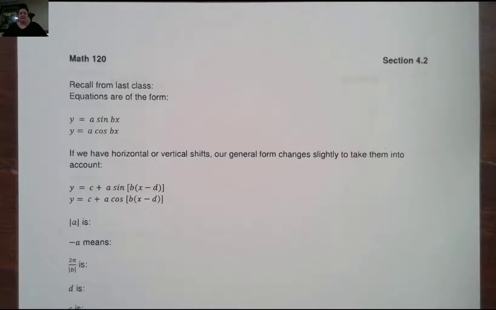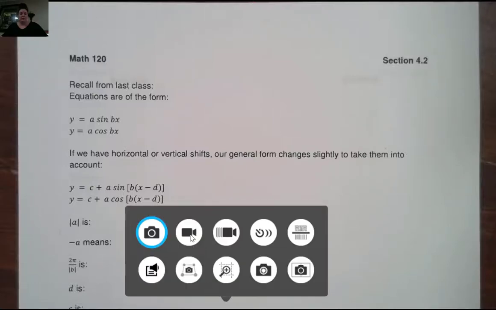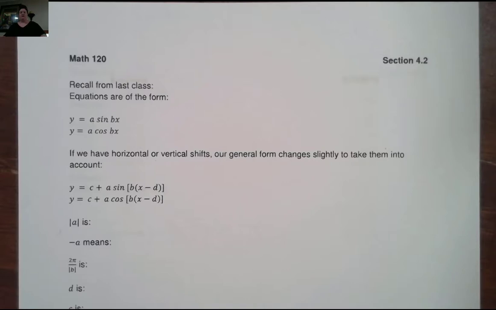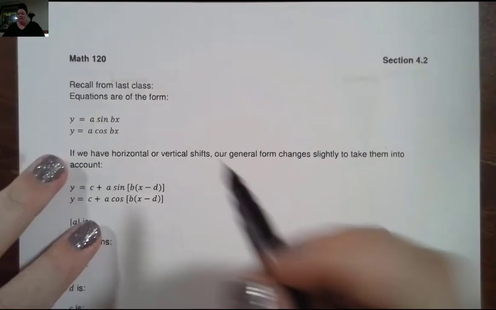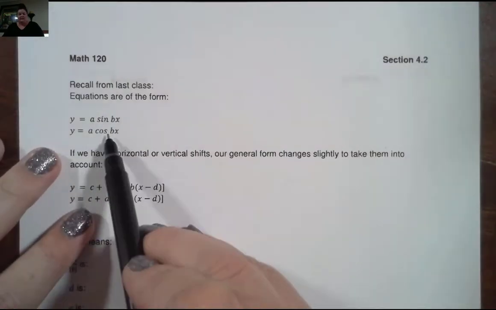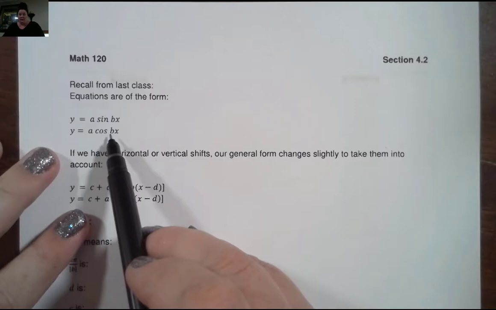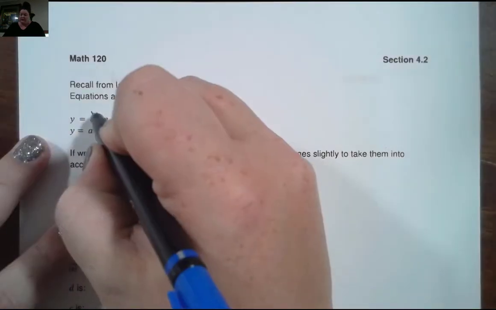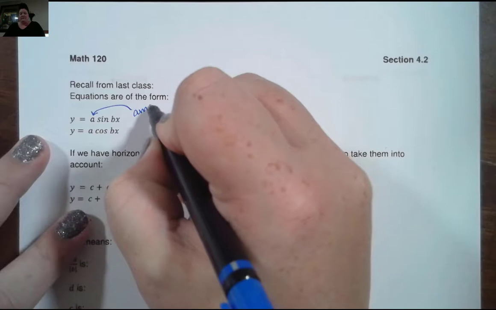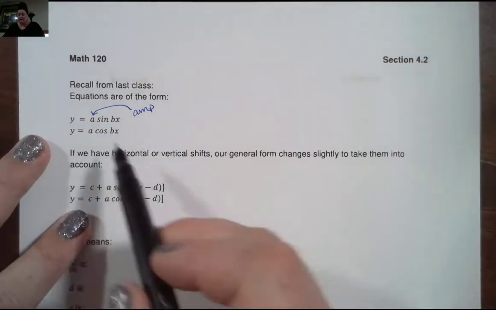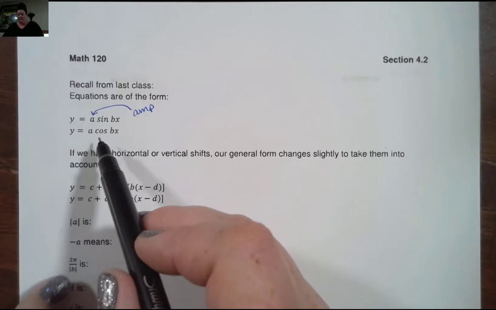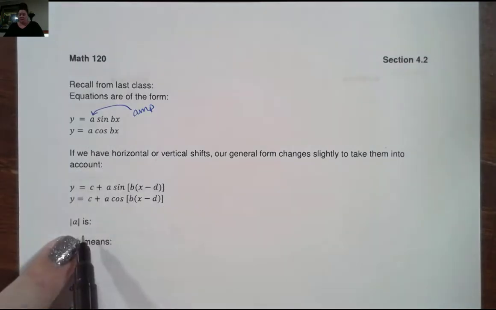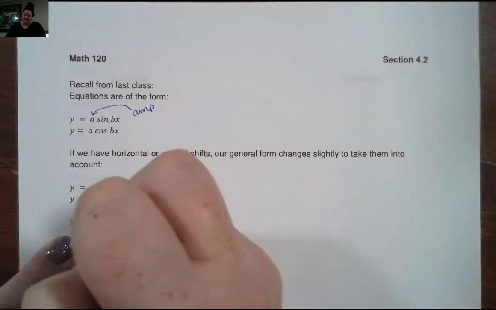We're going to go ahead and start section 4.2, which is a continuation of what we did in 4.1. So 4.1, remember we introduced what the sine and cosine curves look like, right? And we also talked about if we multiply outside the function, that affects our amplitude, right? Our little number a that's being multiplied out here. So if we want to find our amplitude, all we have to do is consider the absolute value of a, right? If we take the positive value of a, that gives us our amplitude.